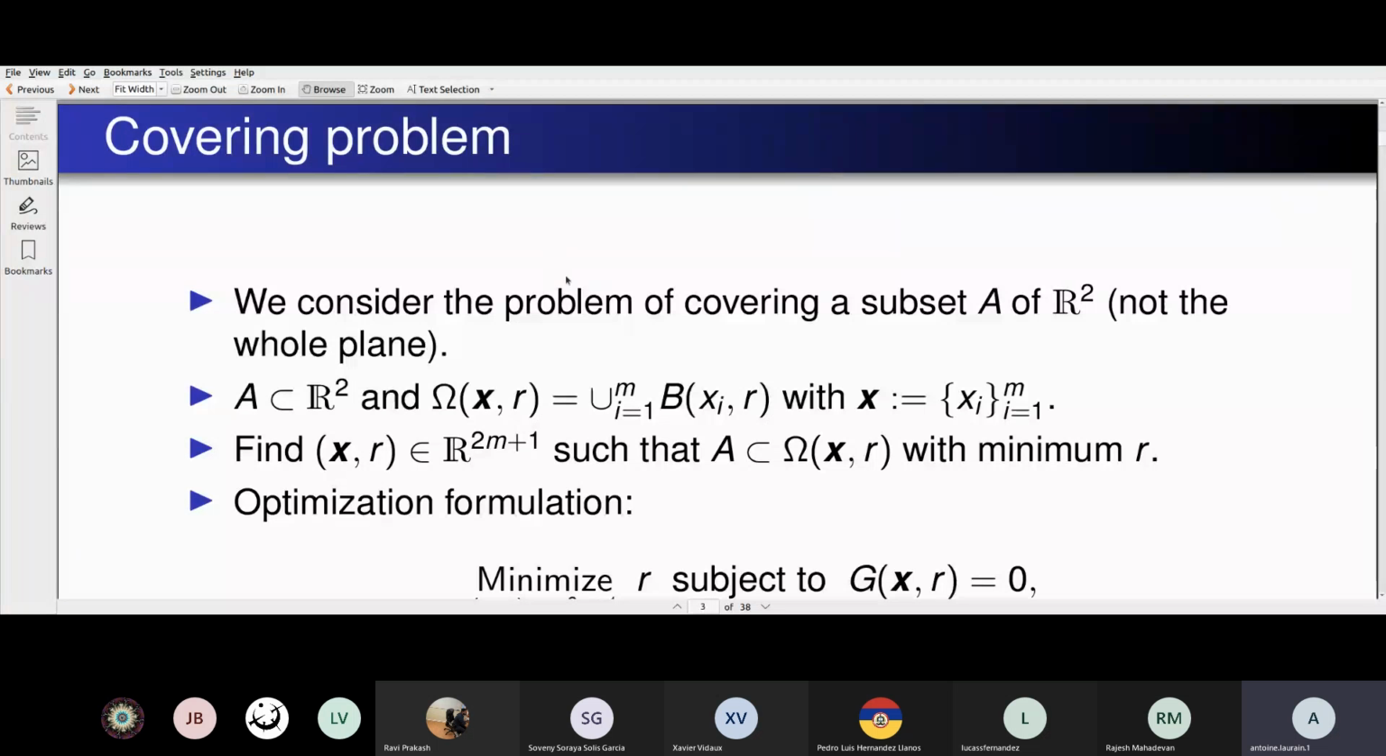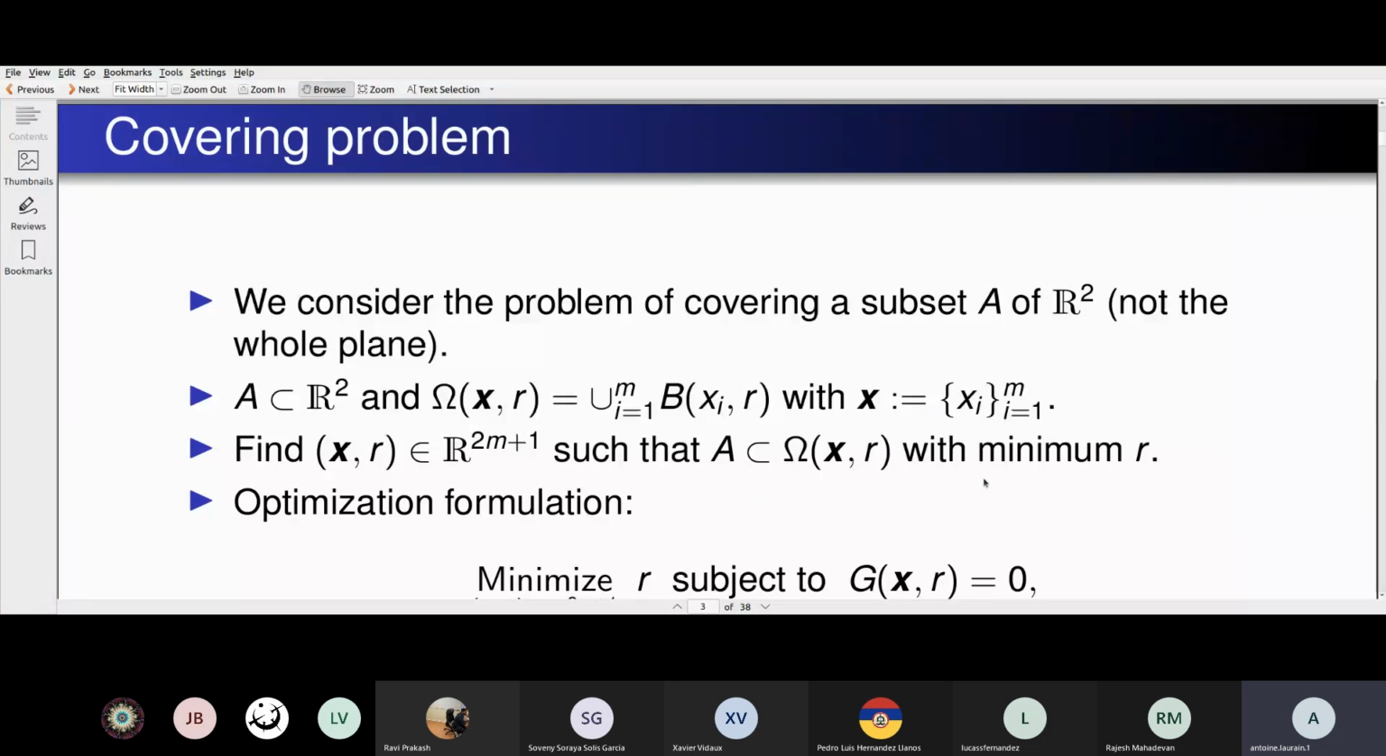So you can have a formulation of the optimization problem as a minimization problem. You want to minimize the radius with the constraint that this function g is always equal to 0. And this function g is the volume of A minus the volume of the intersection of A and the set omega. So you can check that g equal to 0 is equivalent to A being included in omega.